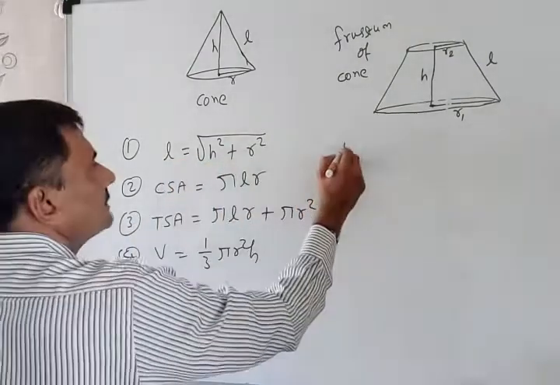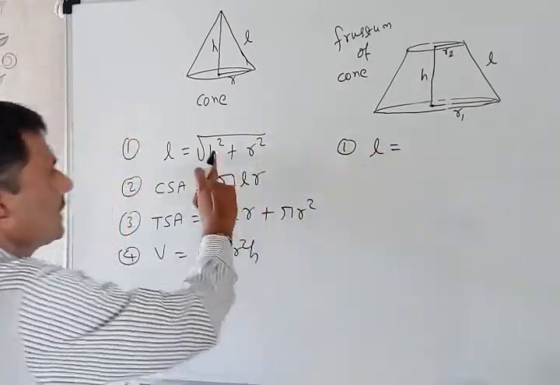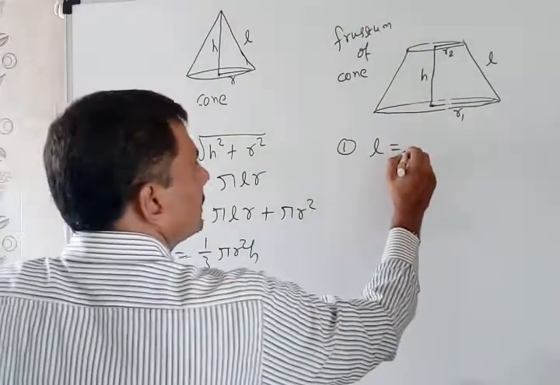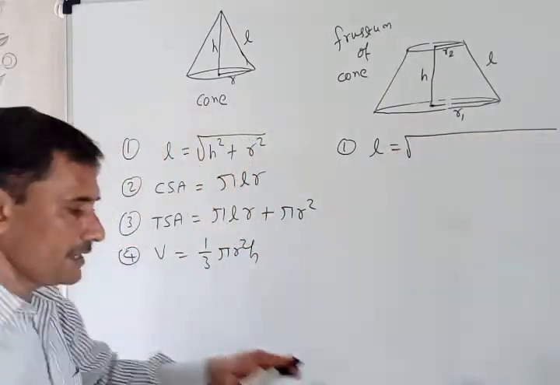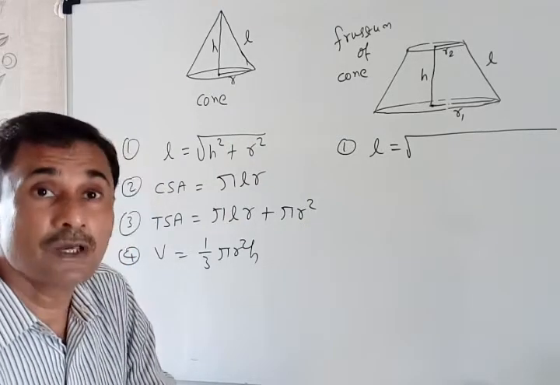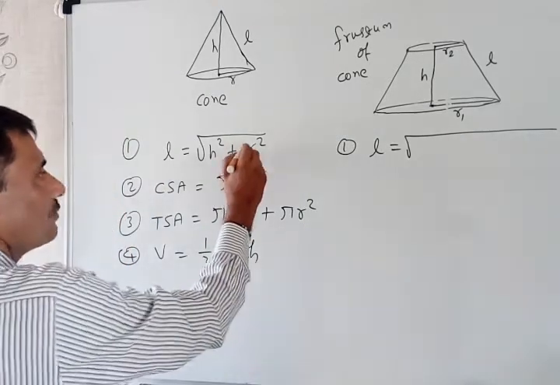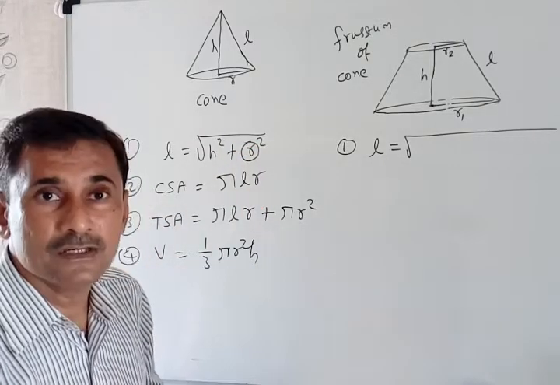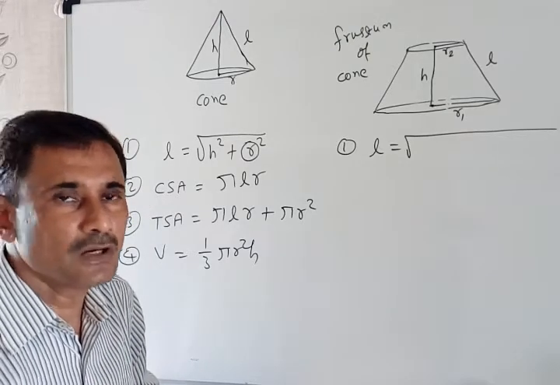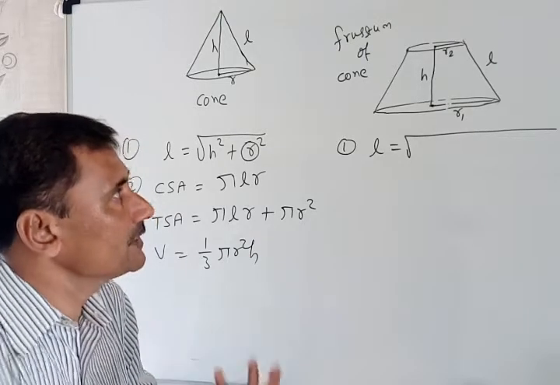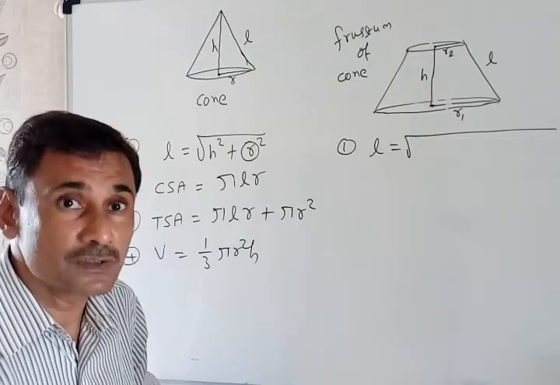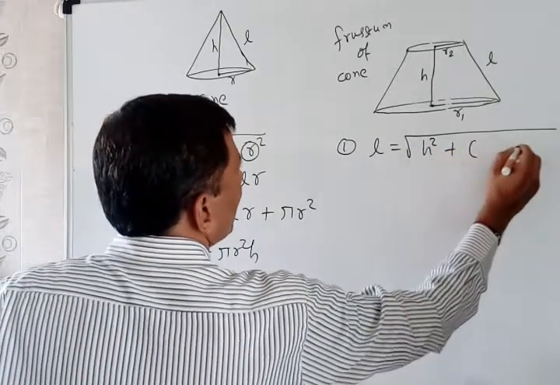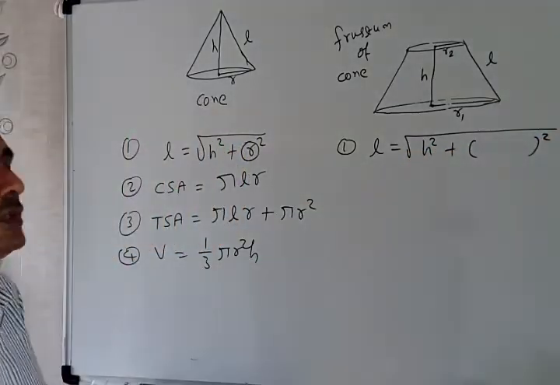So now L is given here. L is equal to square root of H square plus R square for cone. Whenever area is needed, at that time you must have L. Now instead of R, we have to accommodate two R's. Why? Two radii, so both should be there. If both are not included, that doesn't mean we are really taking frustum of cone. So instead of writing R, I have to write both R.